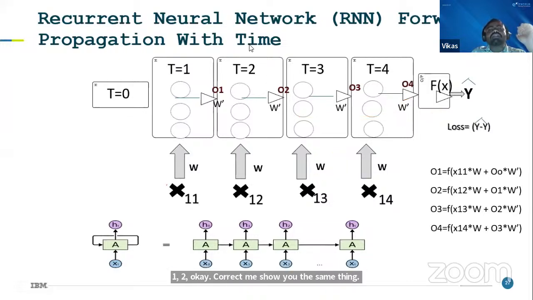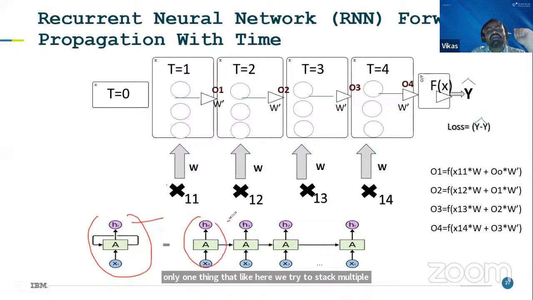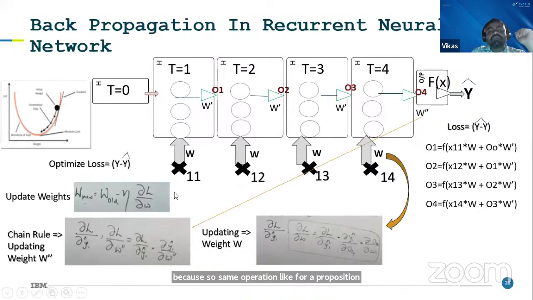Apart from only one thing: here we try to stack multiple things, but here what is happening is the same cell is getting iterations multiple times. First iteration, second iteration, third iteration, fourth iteration, then it is going to give you output, guys. So the same operations like forward propagation and backward propagation, all the operations like in an artificial neural network, will be performed, guys, and the same weight updation formula is there.